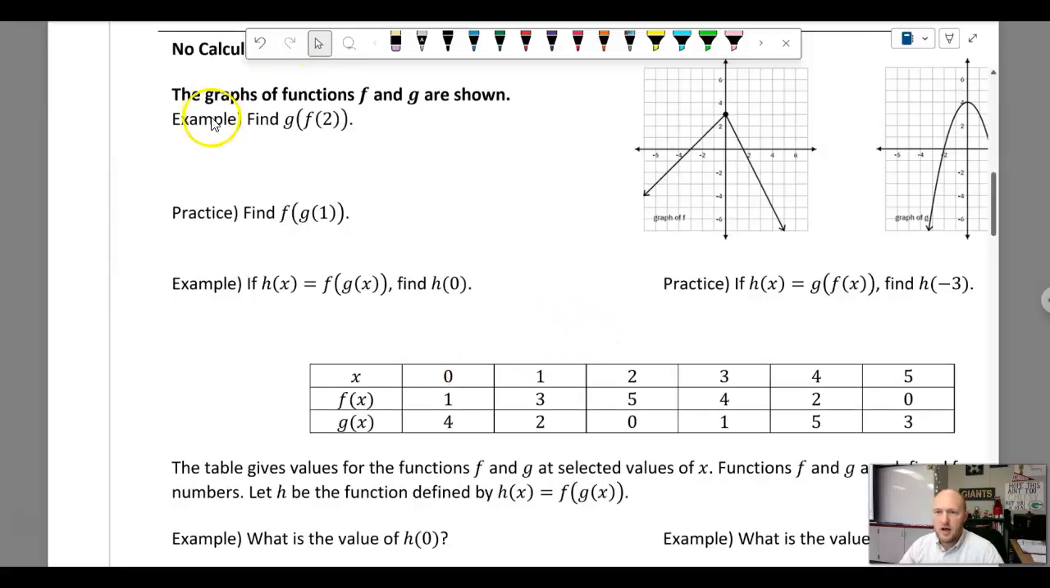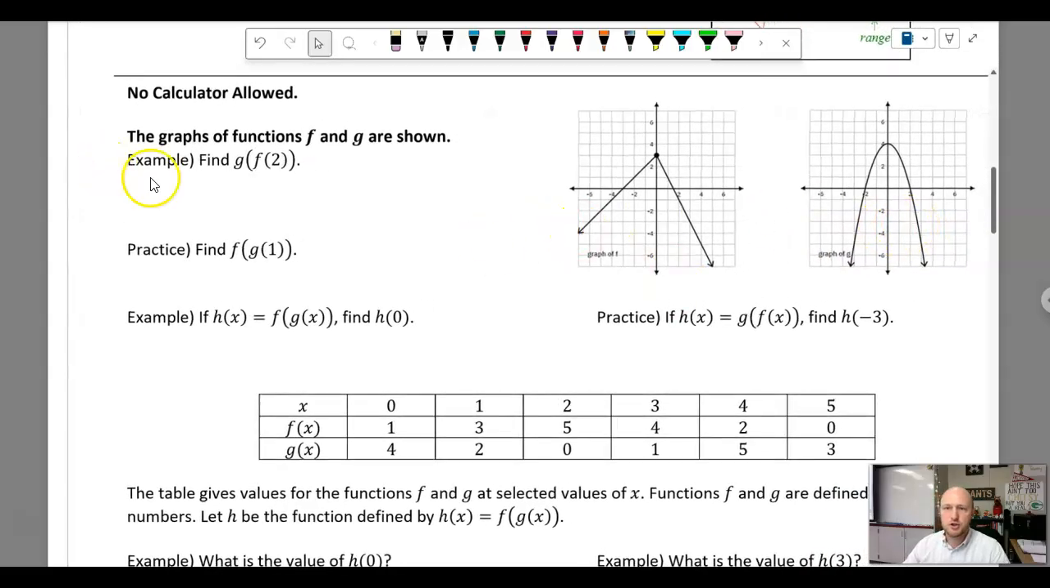So here we go. Practice problem. The functions f and g are shown. Find g of f of 2. It's very important: I start here with this x value 2, and I'm plugging it into f. So I go to f first, and 2 is my x value. I go down to my function value, and I get this output, which is negative 1. So this is now equal to g of negative 1.